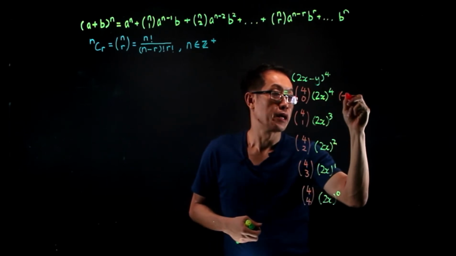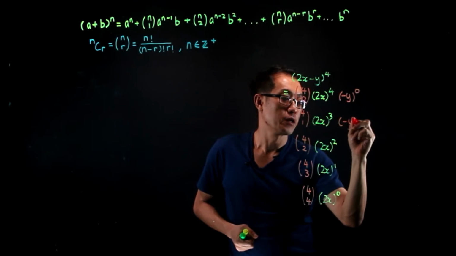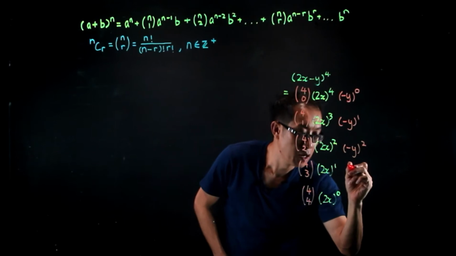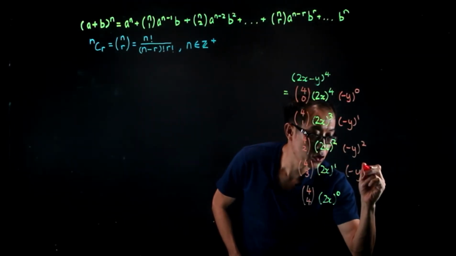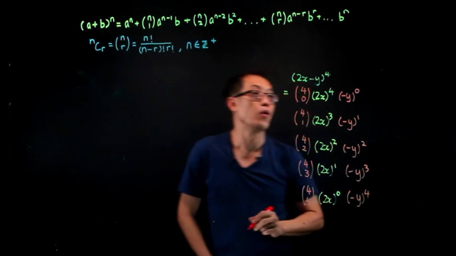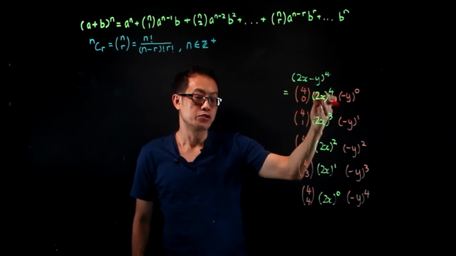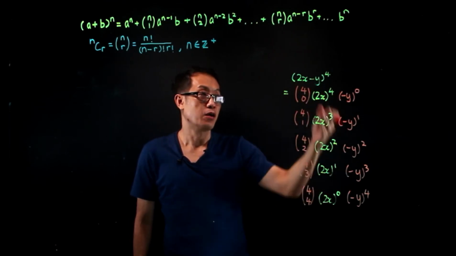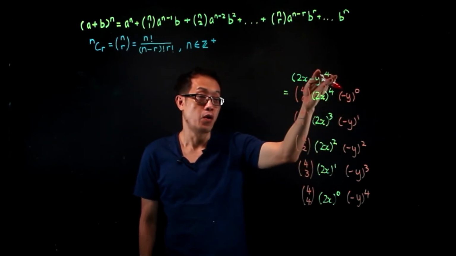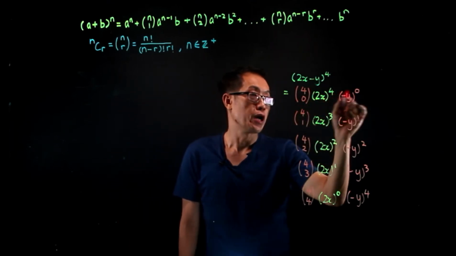So you have minus y to the power of 0, minus y to the power of 1, minus y squared, minus y cubed, minus y to the power of 4. Now it's to the power of 4, so there should be 5 terms. Alright, it's always the power plus 1 term. So if the power is 4, you have 5 terms. Please take note, all these will add up to the power.